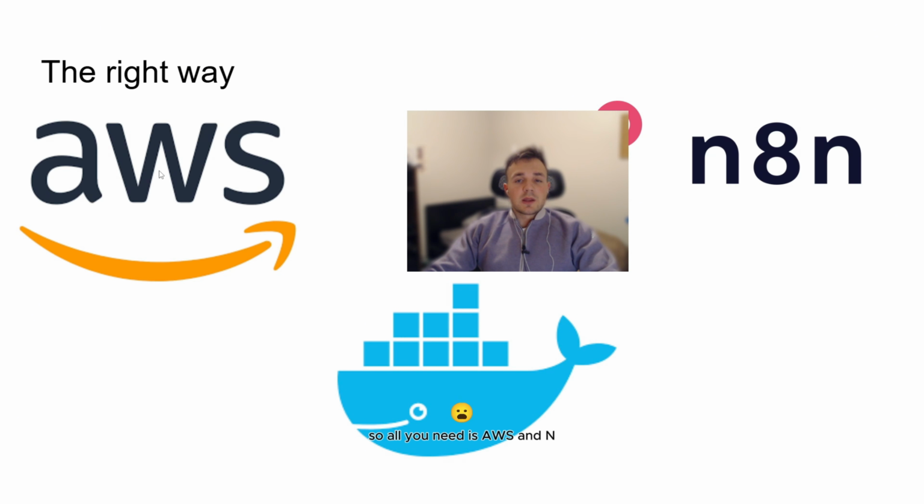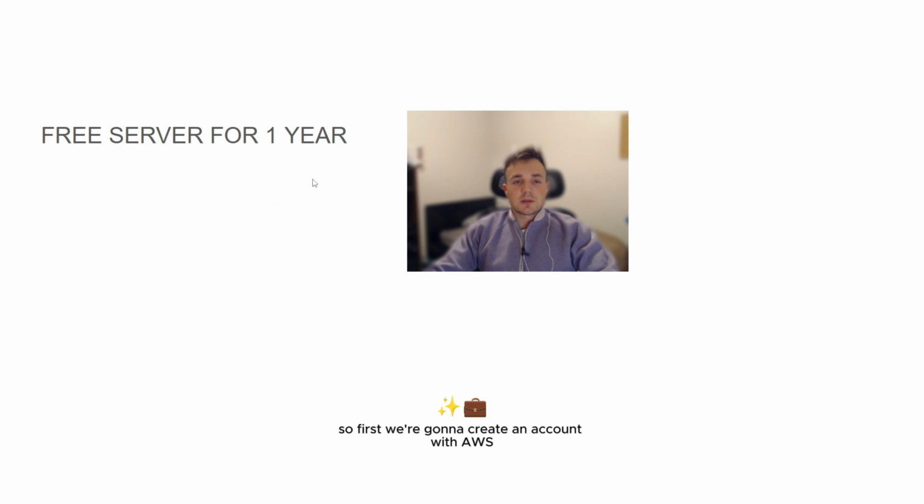So all you need is AWS, N8N, and then we're going to connect it with Docker. So first we're going to create an account with AWS. Quick thing, we're going to have AWS for 1 year.